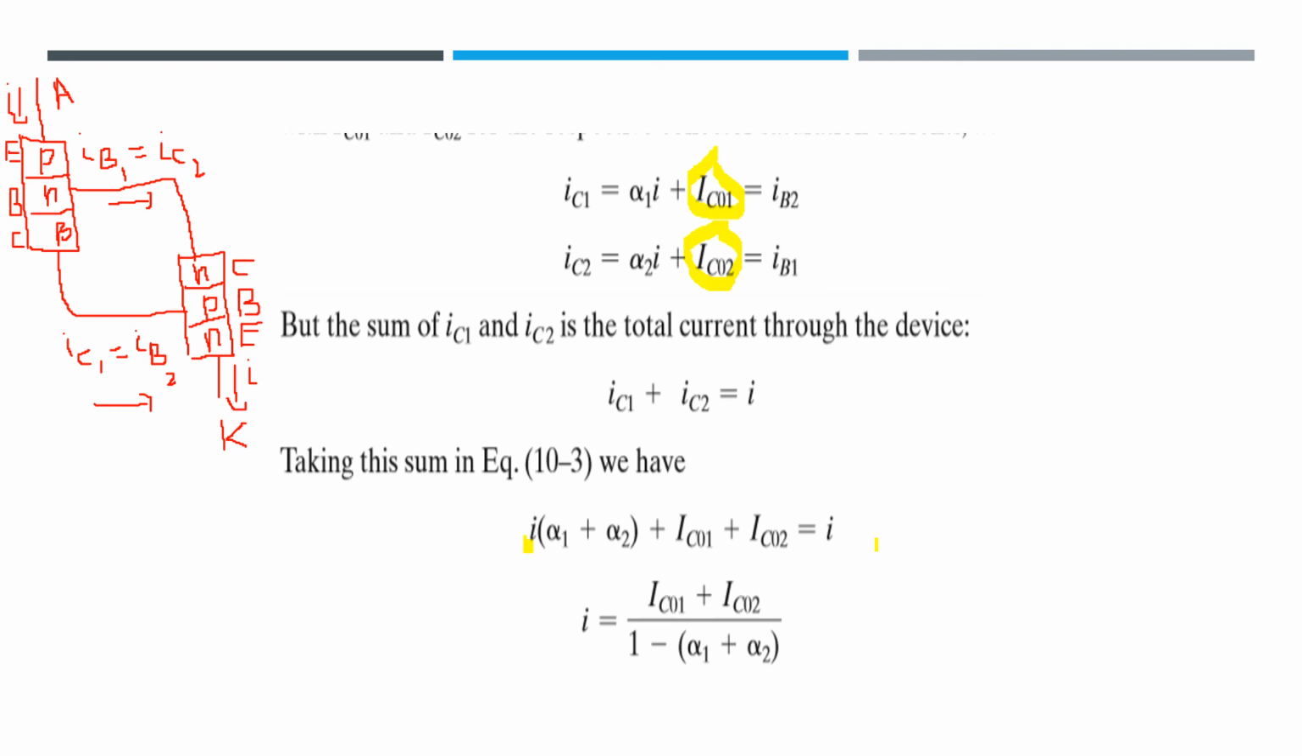And then we will keep I on one side and gather all terms together. So this will give you the total current which is flowing from the anode to cathode. This is actually the saturation current of collector 1 plus saturation current of collector 2 divided by 1 minus the total current transfer ratio of both transistors.